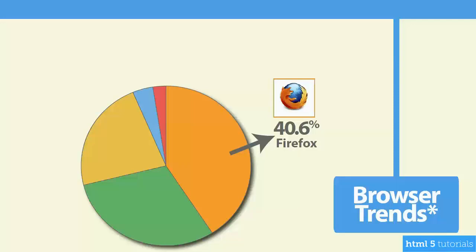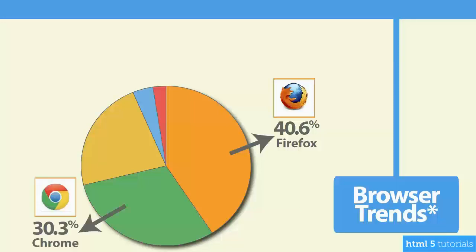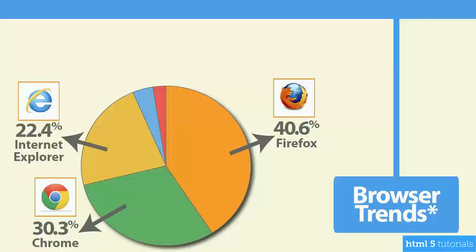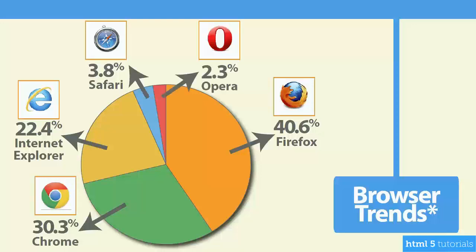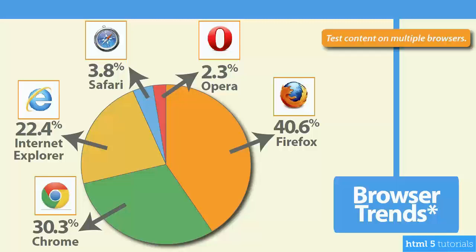Firefox has the most circulation with 40.6% of the market share, followed by Google's Chrome, which has 30.3% of people in the world using it. 22.4% of people in the world are using Internet Explorer by Microsoft. Apple's Safari has 3.8% of the market share, and rounding out the top 5 browsers is Opera, which has 2.3% of the market share.